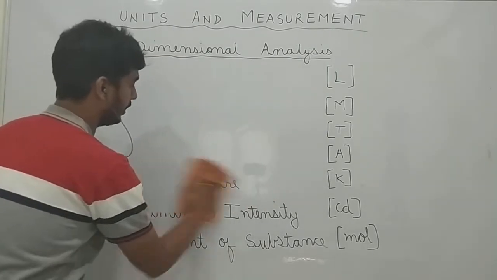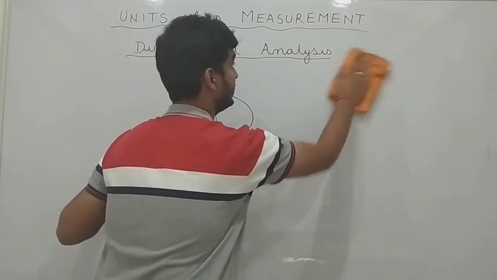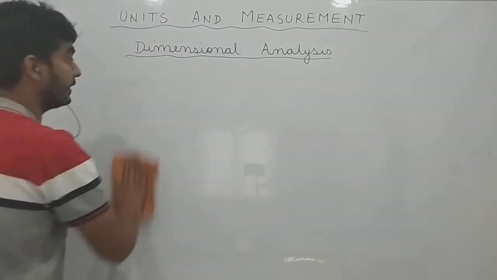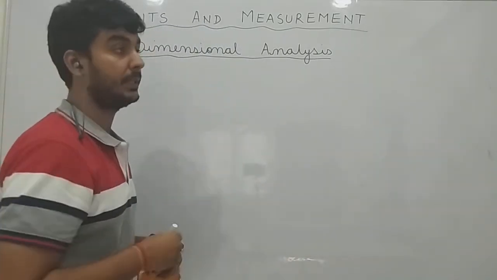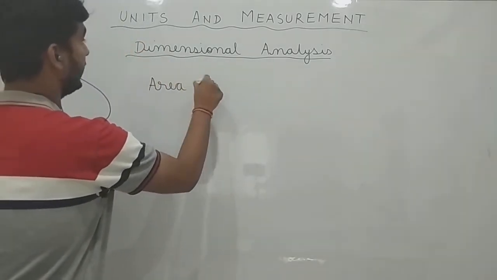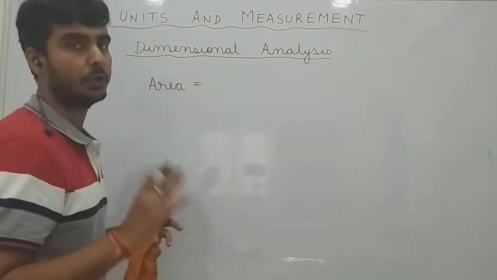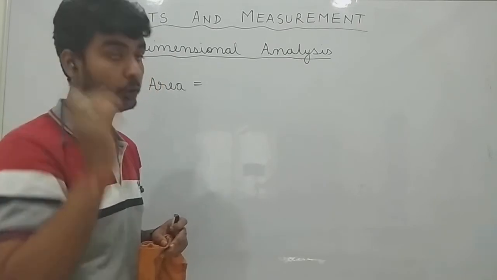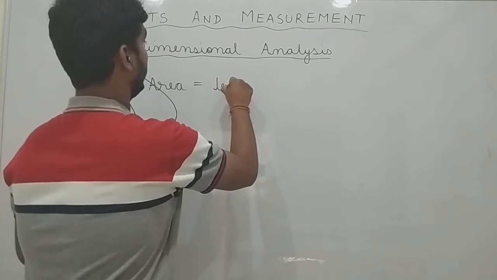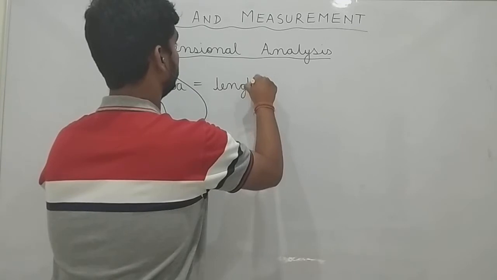So let us talk about a quantity, area. As you can see that area is not a fundamental quantity. So how to represent area using these fundamental dimensions? Area, as you know, is the product of two lengths. Whatever may be the formula for area, it is basically the product of two lengths or two dimensions, you can say. So area is length into length.